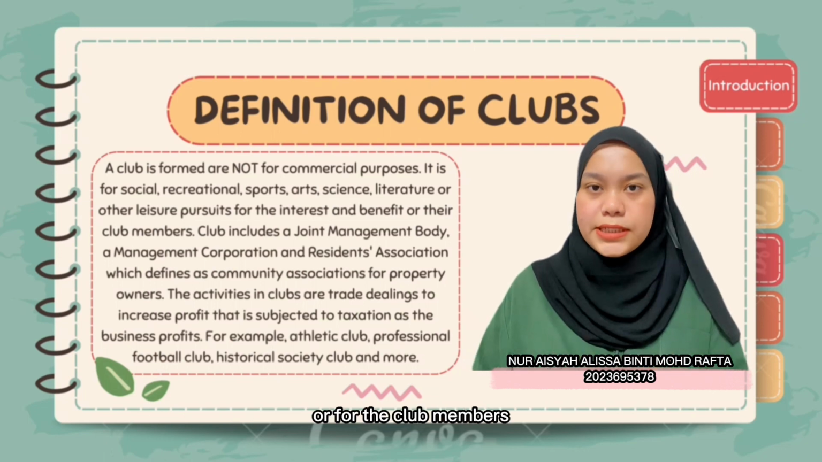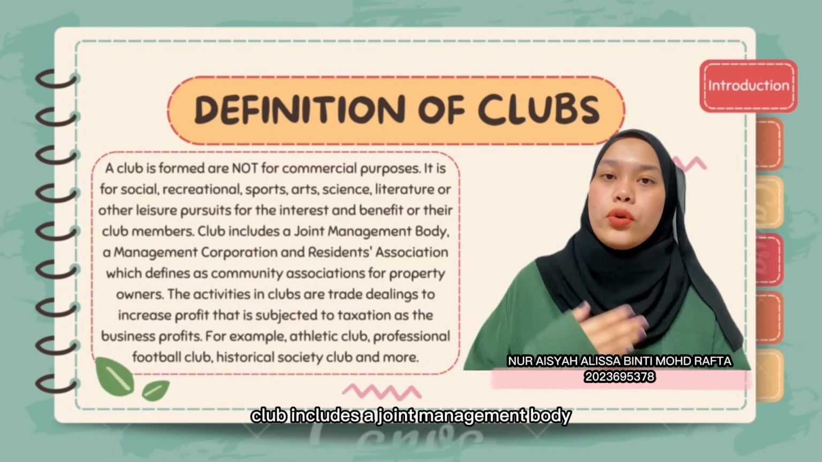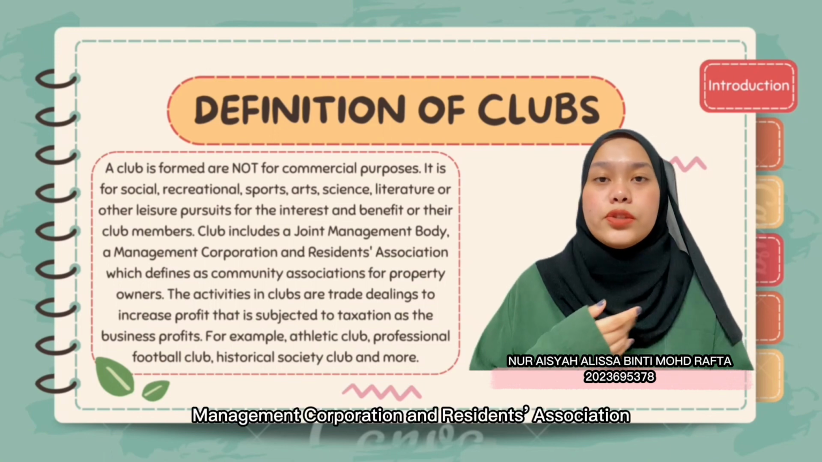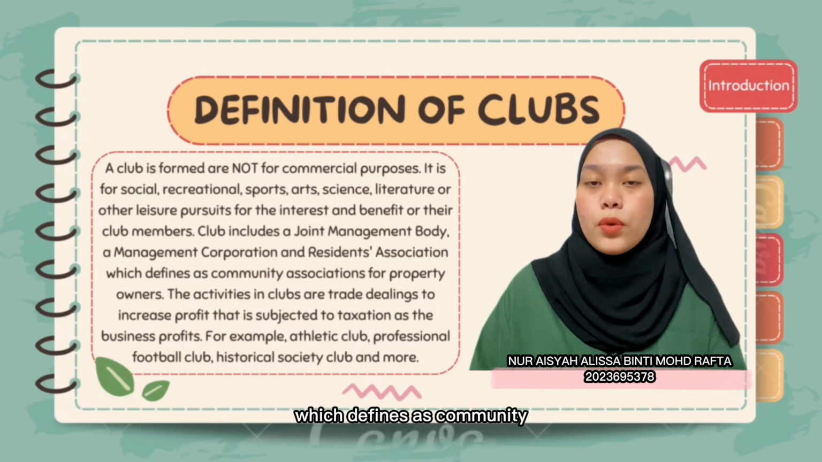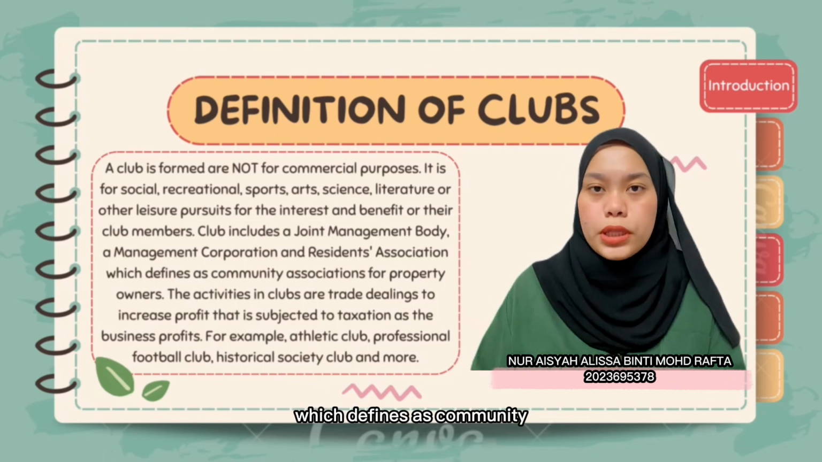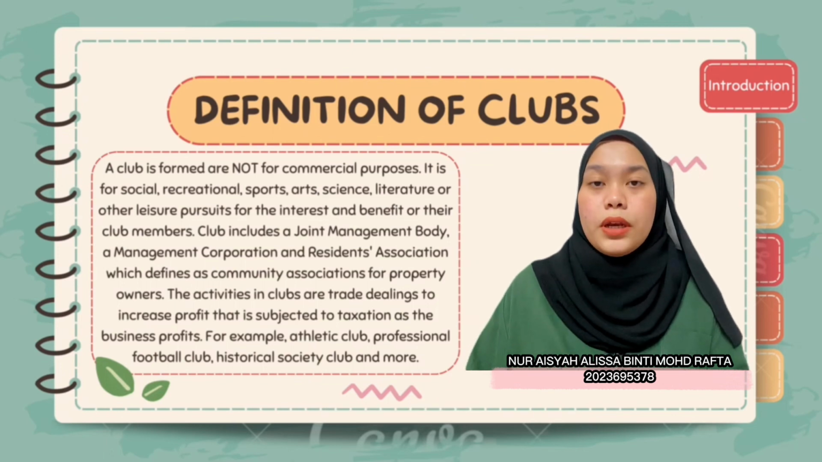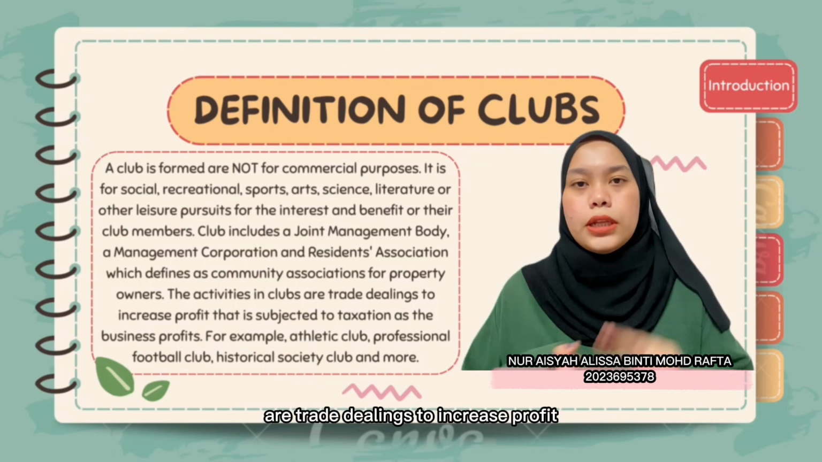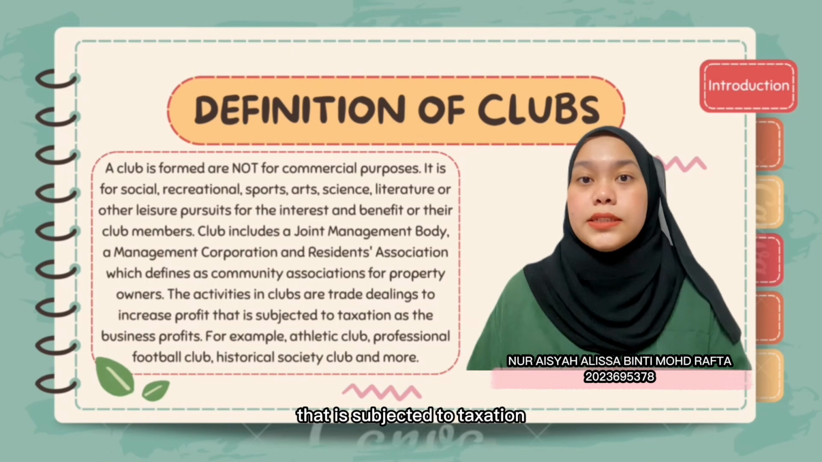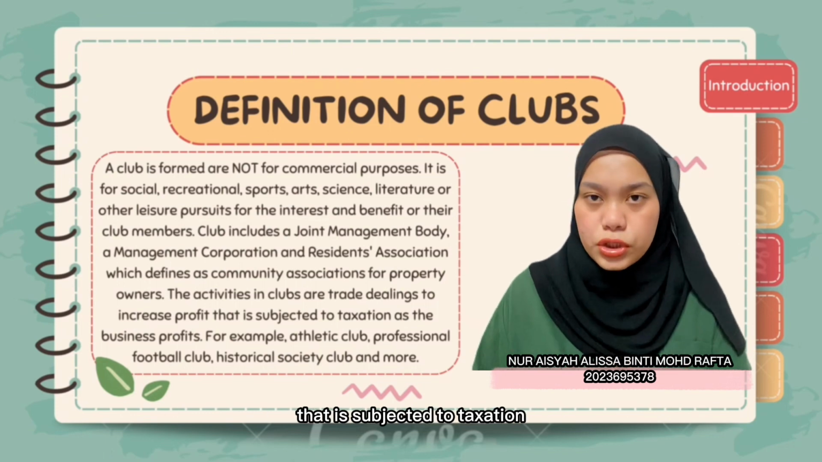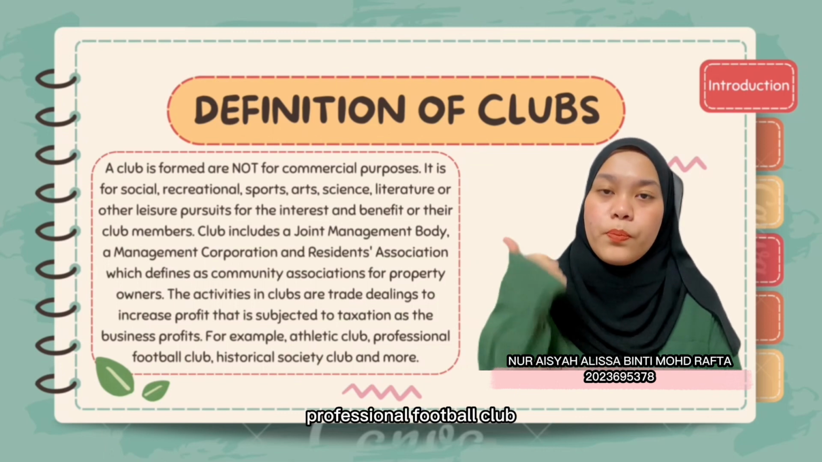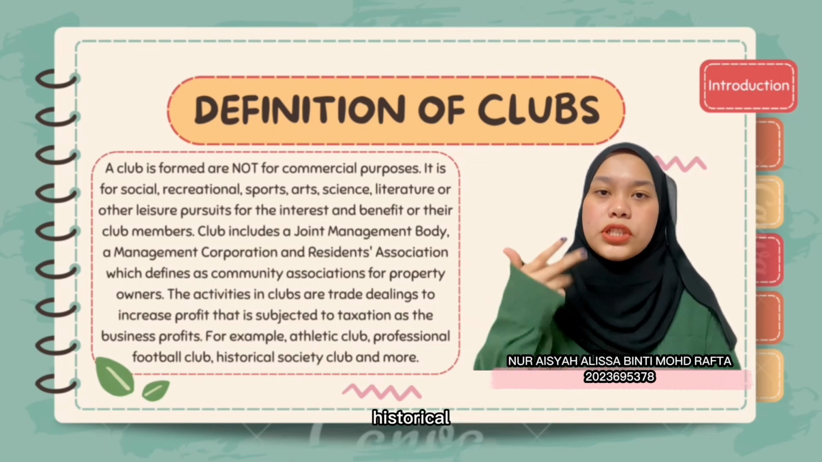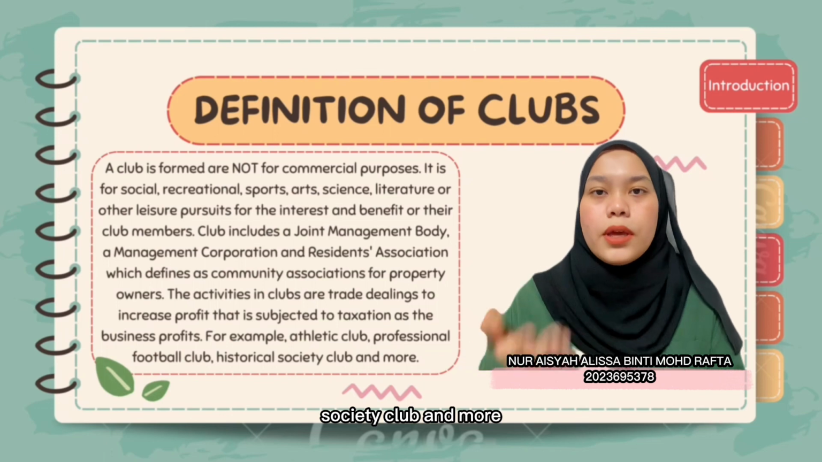Club includes a joint management body, a management corporation, and residents association, which is defined as a community association for property owners. The activities in clubs that are trade dealings to increase profit are subjected to taxation as business profits. For example, athletic club, professional football club, historical society club, and more.